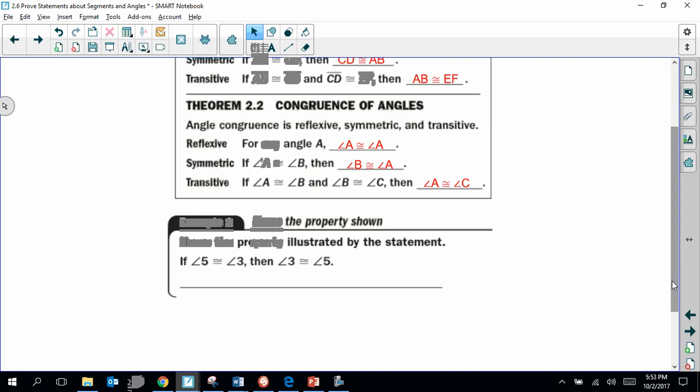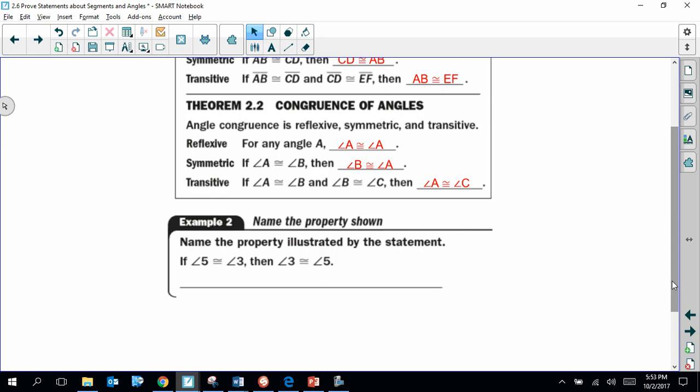So at this point, go ahead and pause the video and answer example number 2 on your own. Shouldn't take very long. See which of the properties that you see here, reflexive, symmetric, or transitive, match what you see in example number 2. When you're done, hit play again and come back and see what your answer looks like compared with mine.